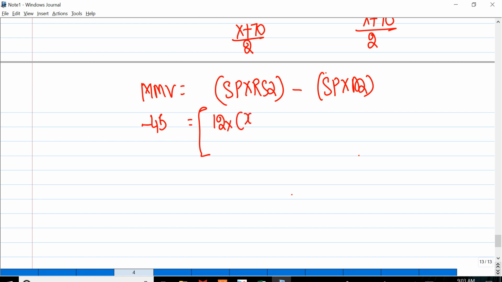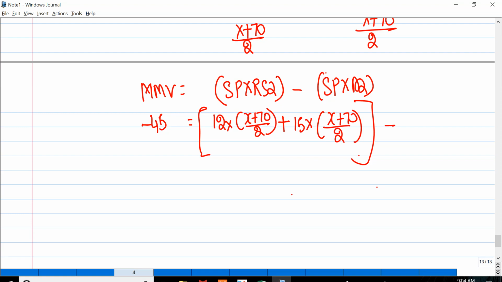12 into x plus 70 by 2. Standard price of B? 15 into x plus 70 by 2, close brackets. This is SP into RSQ. 12 into x plus 70 by 2 plus 15 into x plus 70 by 2. Any doubts on this?